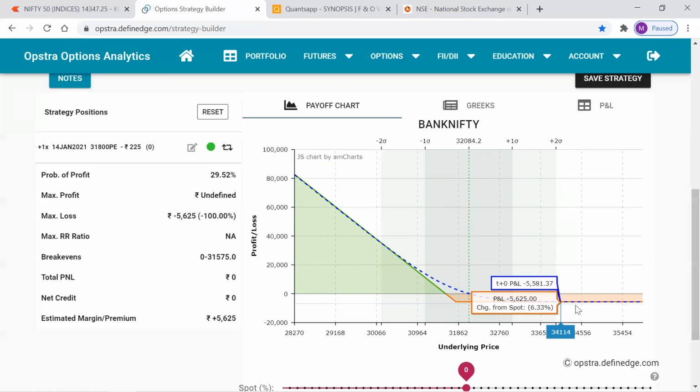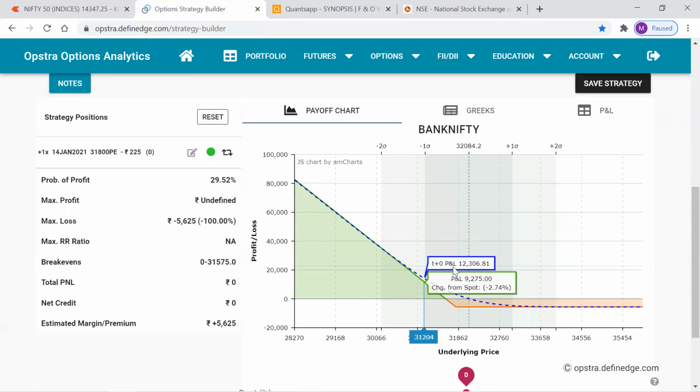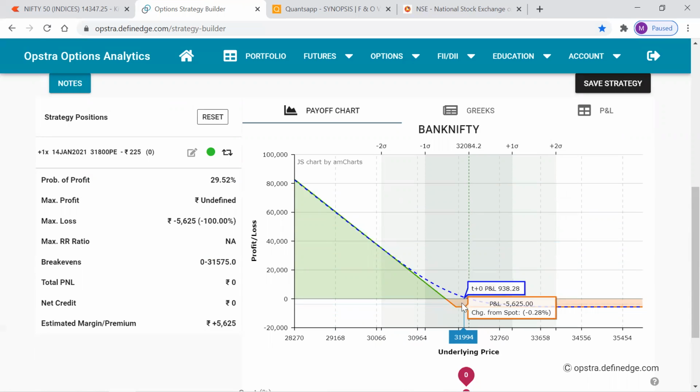I'm going to lose only 5,625. Okay, so that's how you should be using the Opstra website, and that's how you should be looking at the payoff diagram. And this is your break-even point, the point at which you get nothing. Okay, so there is a color change here from green to red. So look at that point. That's your break-even.